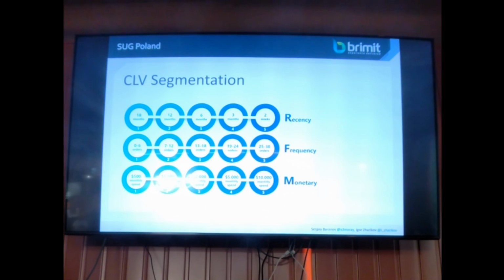After that, for each customer, you have three parameters specified. For each parameter, a bigger value means that the customer is better for you. As you can see, for example, for monetary value, a score of 5 is for customers who spend the most in comparison to others.